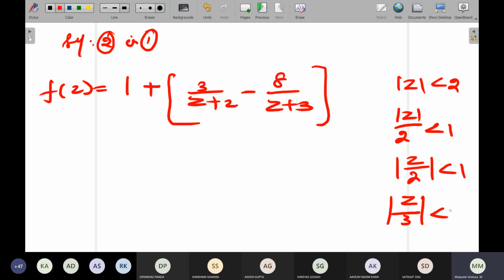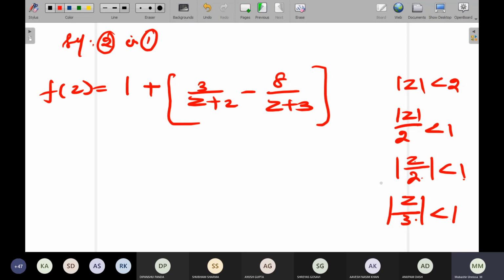Can anyone comment on it? 2 by 3. No, my question is whether it will be greater than 1 or less than 1. That's it. Simple. Less than 1. When you divide by 2, you are getting less than 1. You are dividing by a higher number, so surely it will be less. So mod of z by 3 is also less than 1.